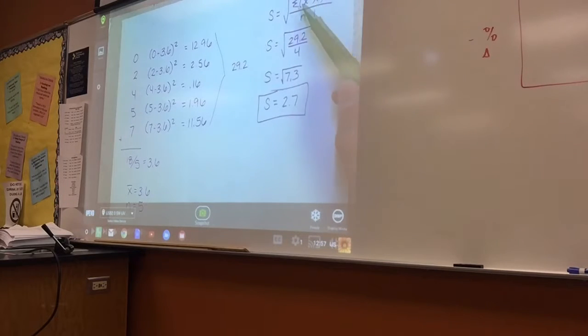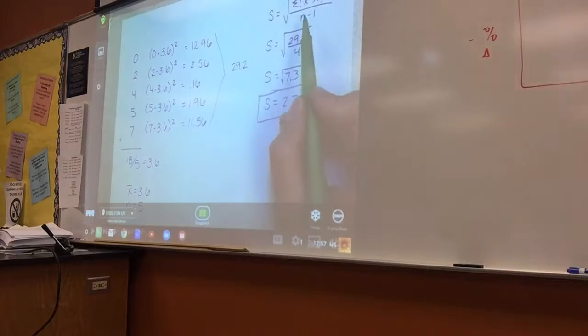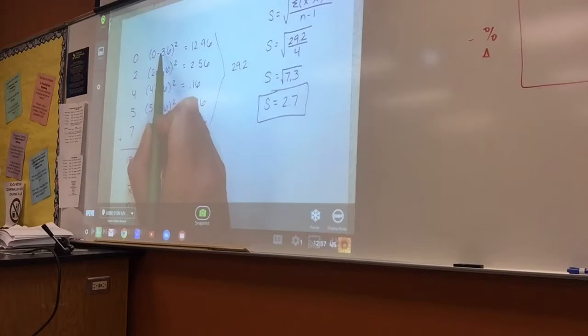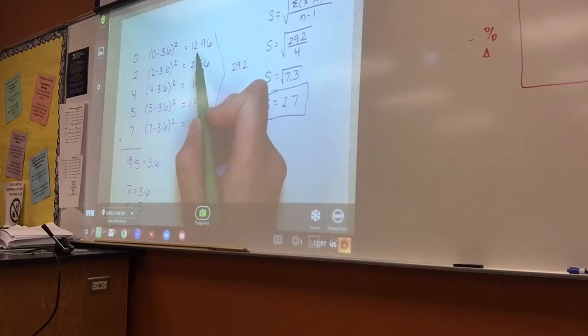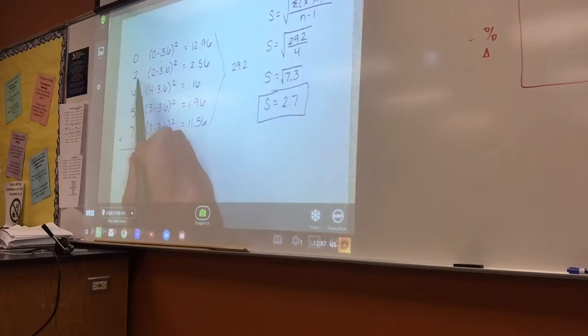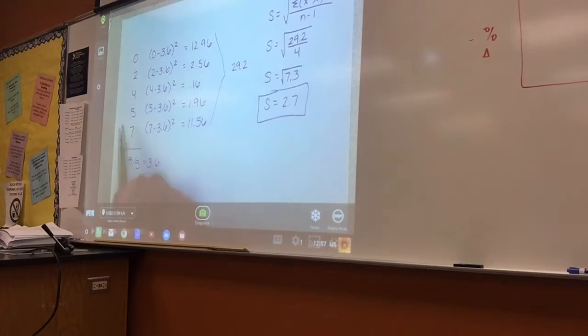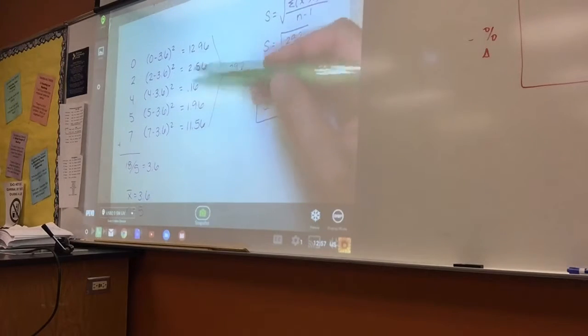So I'm going to do this top part first. So you do x minus x bar squared for each data point that you have, where x is that particular data point. So for 0, it would be 0 minus the mean, which is 3.6. And you square that, and so I get 12.96 there. Then I take my next data point, 2 minus the mean, 3.6, squared, get 2.56. 4 minus the mean, 5 minus the mean, 7 minus the mean, and square each one. And so this is what I get at the end.